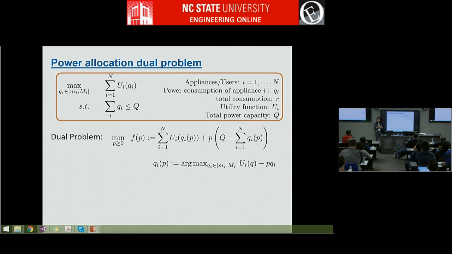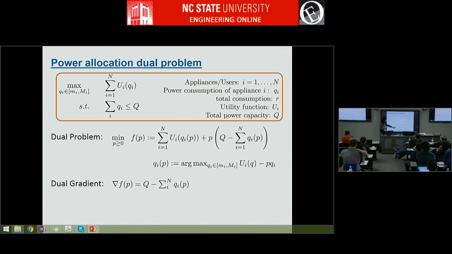For those who are not familiar with the dual algorithm, a brief overview. For this problem, the dual problem is well formulated. This is the dual problem, introducing P, the pricing information, to coordinate everyone. Once each appliance gets the P, they do the optimization to maximize their own profit, U minus PQ. Even from the textbook, this is a very standard algorithm, using the dual gradient algorithm.